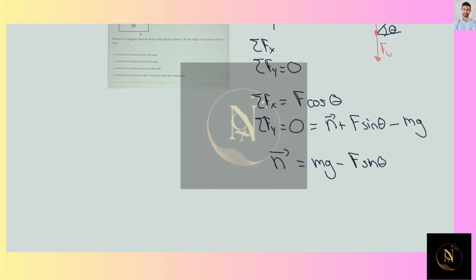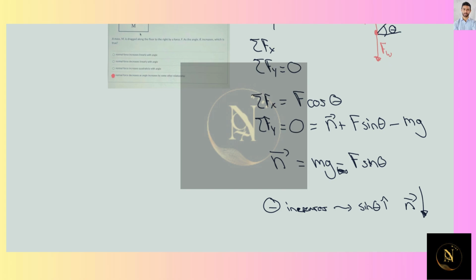So, as the angle increases, the force from the normal is going to decrease. This is because as theta increases, sine of theta also increases. Thus, the normal is going to decrease because we have this negative sign over here. So the normal force is going to decrease as the angle increases.